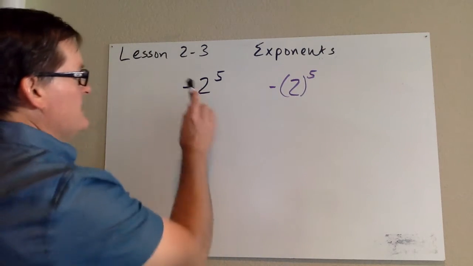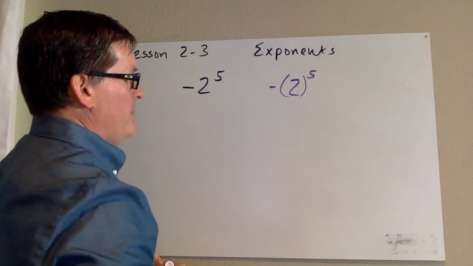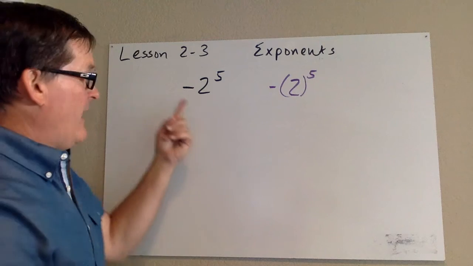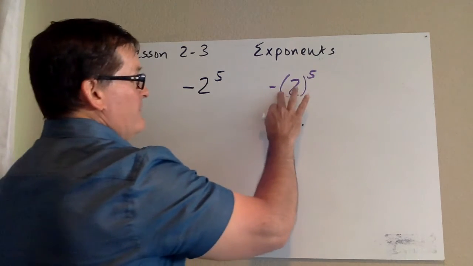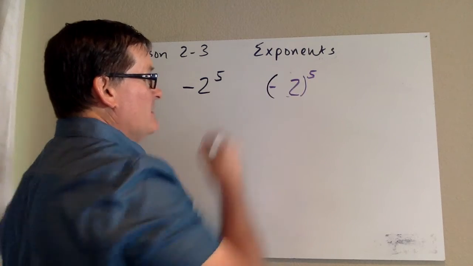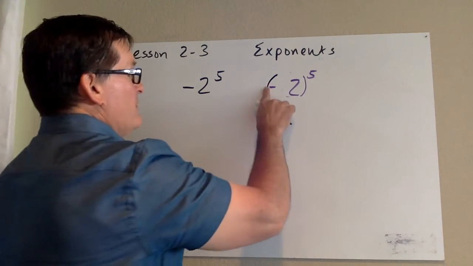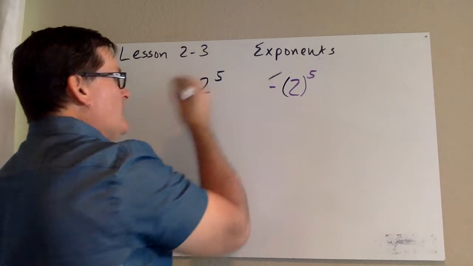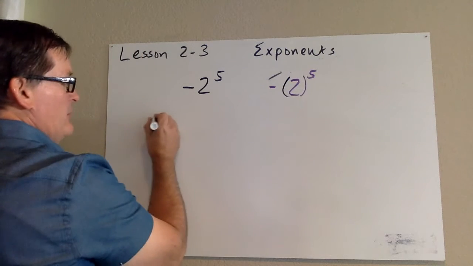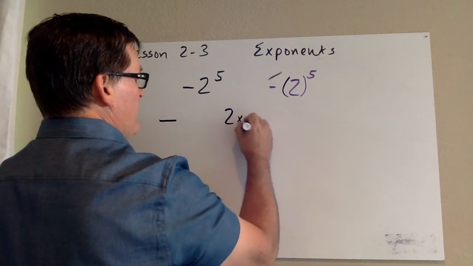So this reads the opposite of 2 to the 5th power. So does this one, the opposite of 2 to the 5th power. The way this works is now the negative is not raised to the power. In order for the negative to be raised to the power, it has to be communicated that way using a parenthesis. No parenthesis here, or if the parenthesis is not around the negative, then the 5 is only acting on the 2. So I'm going to put the negative out here, the opposite of, and then I'm going to raise 2 to the 5th power.